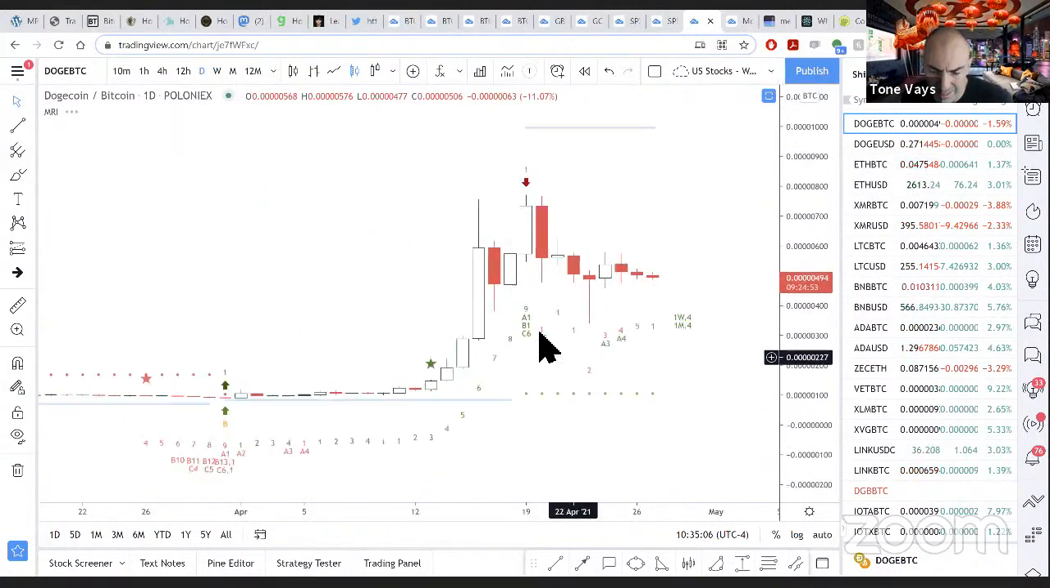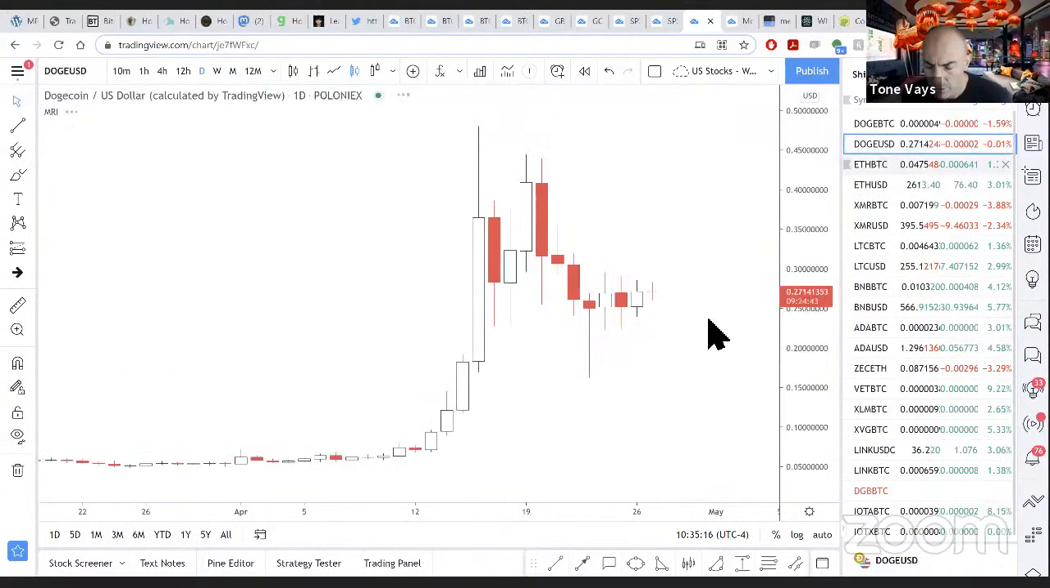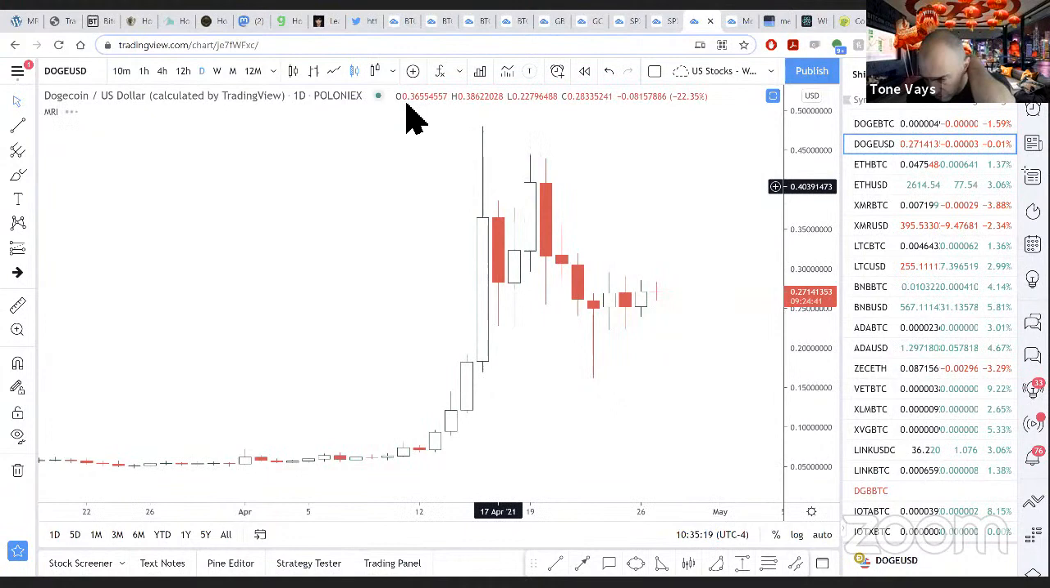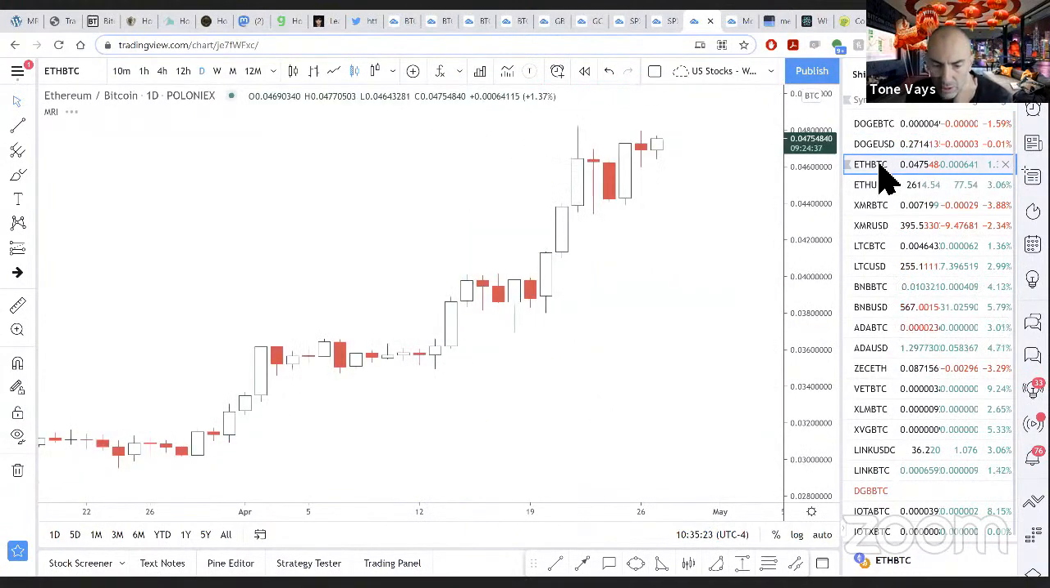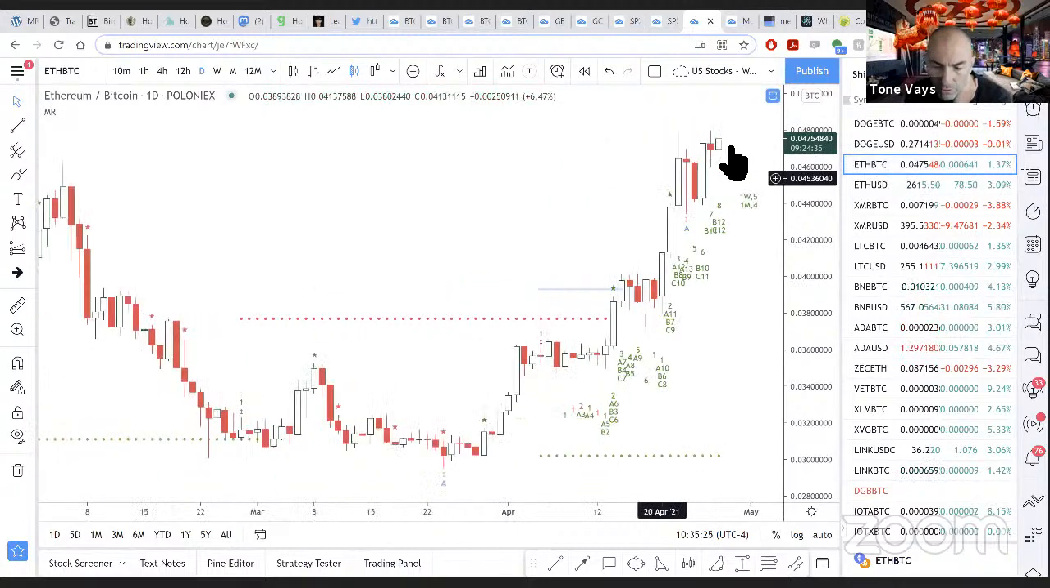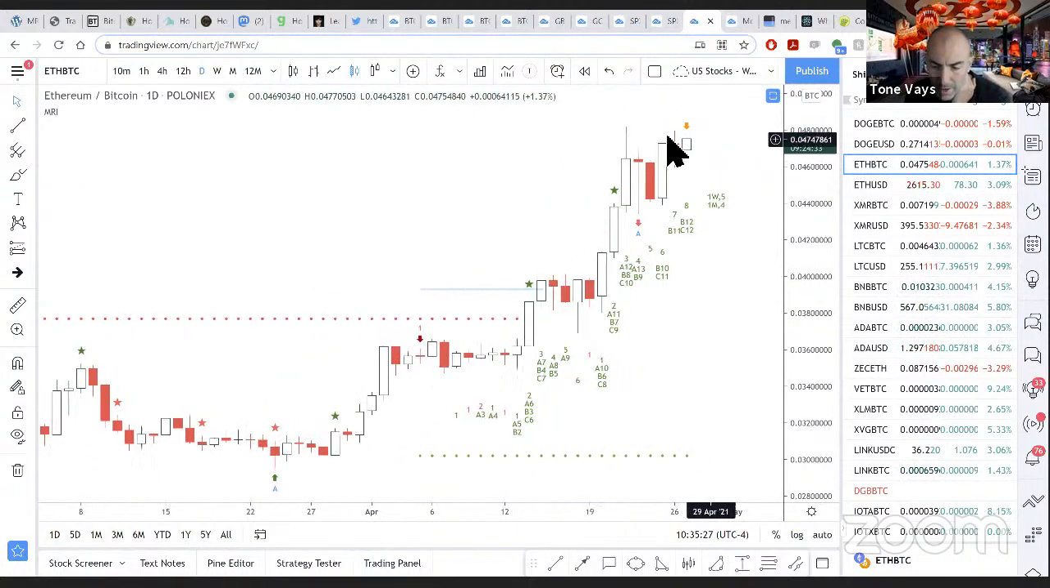Doge on a daily is consolidating in a triangle near the top. Probably it can certainly go higher as well if there's another pump. Maybe Elon will tweet it out. Doge on the dollar, same thing. Triangle near the top, consolidating. Look at the MRI tops. We can do the same thing with Ethereum on the daily. Oh, there it is. This is a bullish pattern of a triangle, but an MRI top is coming, so you have conflicting results.